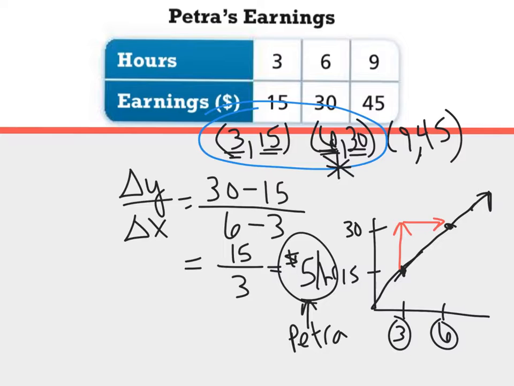So if we go back and look at our work here, Petra was $5 per hour, and Amanda was $6 per hour. So who earns more per hour would be Amanda. And specifically, we could say Amanda earns $1 more per hour than Petra.